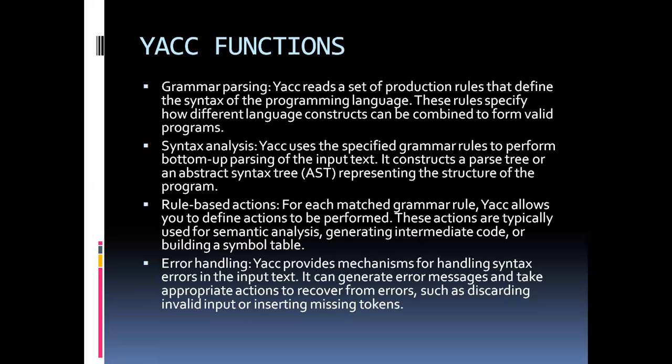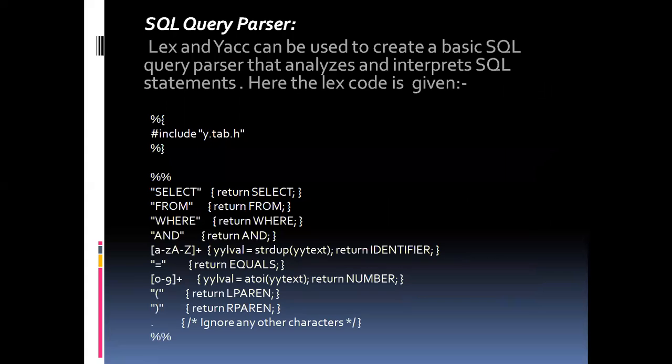Now, the rule-based actions. For each matched grammar rule, Yacc allows you to define actions to be performed. These actions are typically used for semantic analysis, generating intermediate code, or building a symbol table. Error handling. Yacc provides mechanisms for handling syntax errors in the input text. It can generate error messages and take appropriate actions to recover from errors, such as discarding invalid input or inserting missing tokens. These are the Yacc functions.